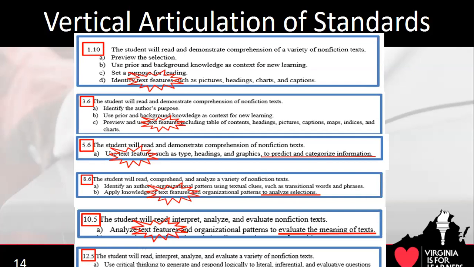We're using text features. It gives some examples. Then we are predicting and categorizing information. So just thinking about how that changes across elementary school. And then in 8th grade, so we have to be able to do 5th grade so that in 8th grade we can apply knowledge of text features and organizational patterns to analyze text selections.